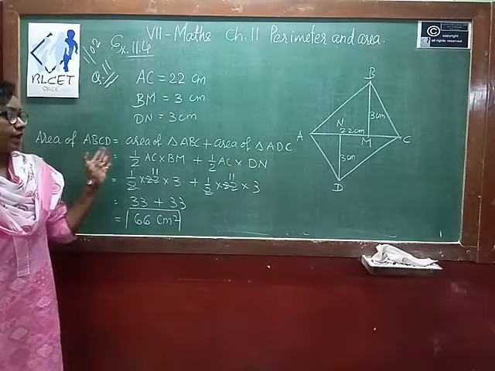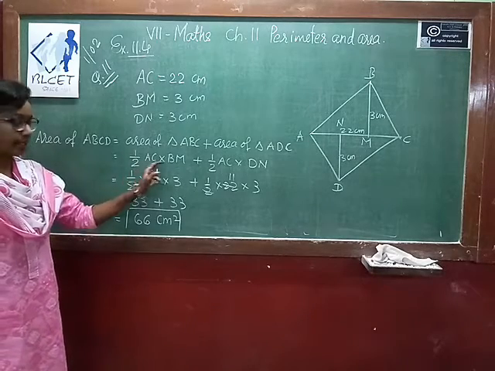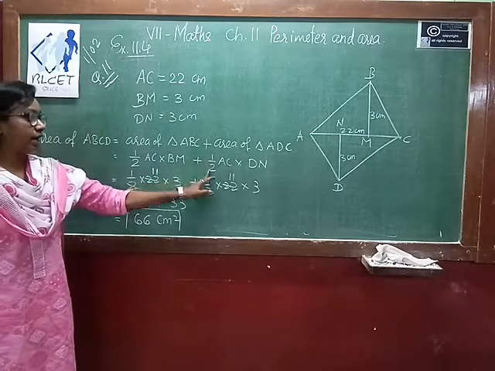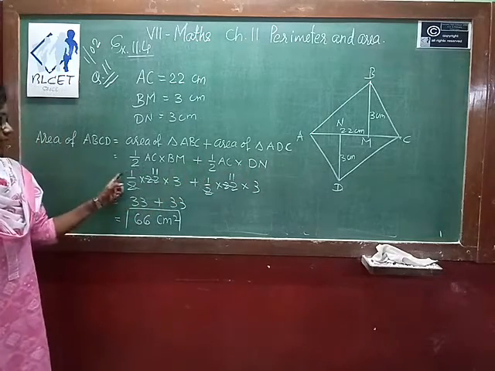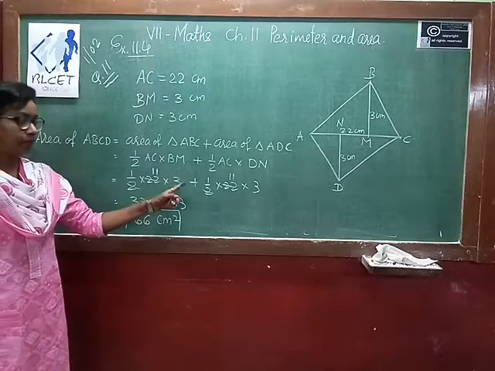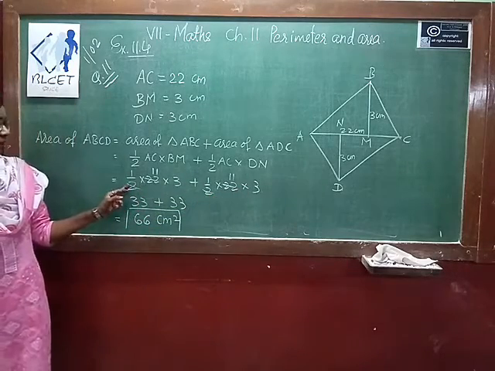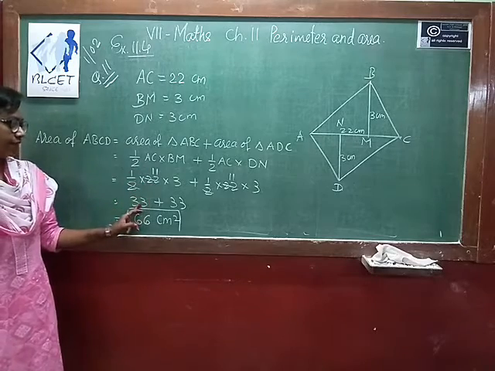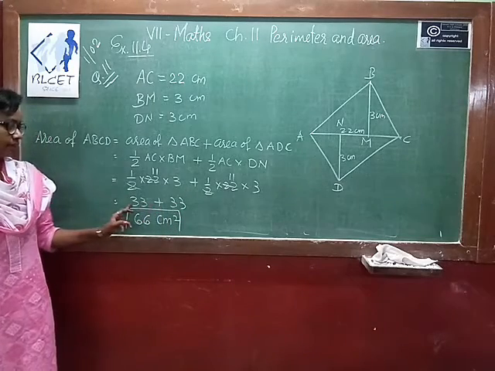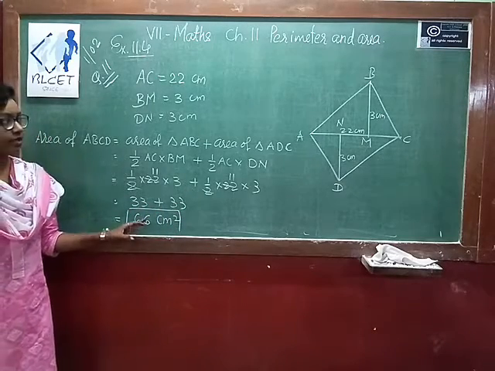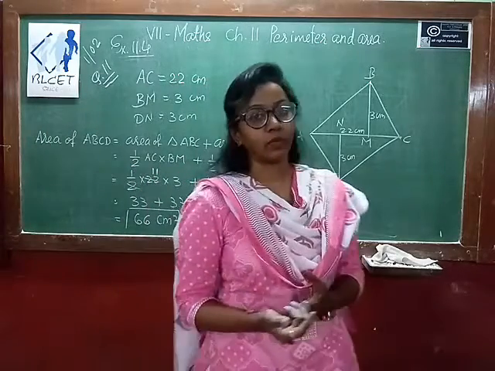So we know that the area of a triangle is 1/2 base into height. So 1/2 AC is your base and BM is your height. Plus 1/2 AC is your base and now DN is your height. Substitute the measurements, 1/2 into 22 into 3 plus 1/2 into 22 into 3. Do the calculation. 2 11s are 22. So we are getting 33. Same way 2 11s are 22. We are getting 33. 33 plus 33 will give you 66 centimeter square. So this way we can solve exercise 11.4, 11th question.